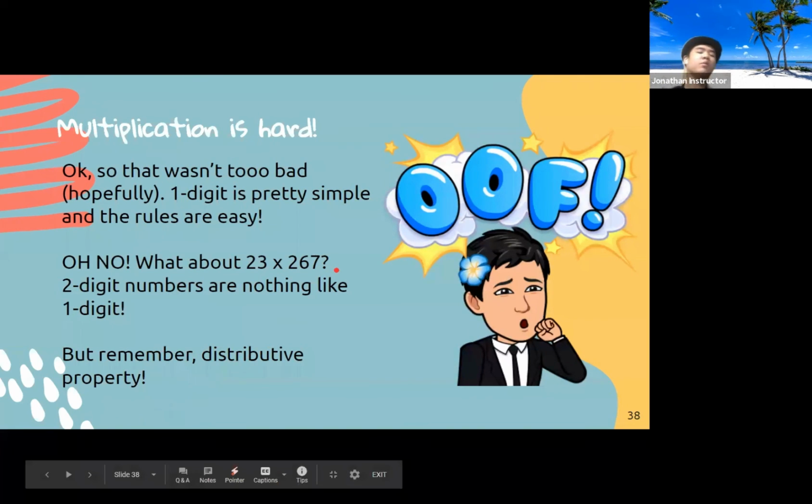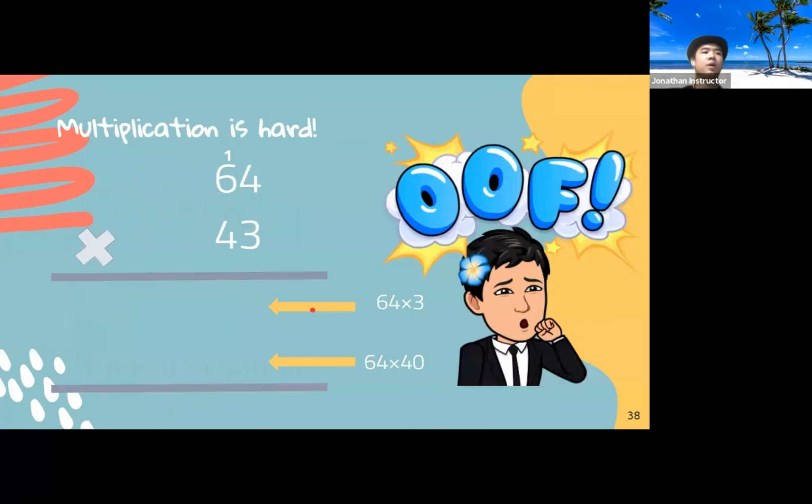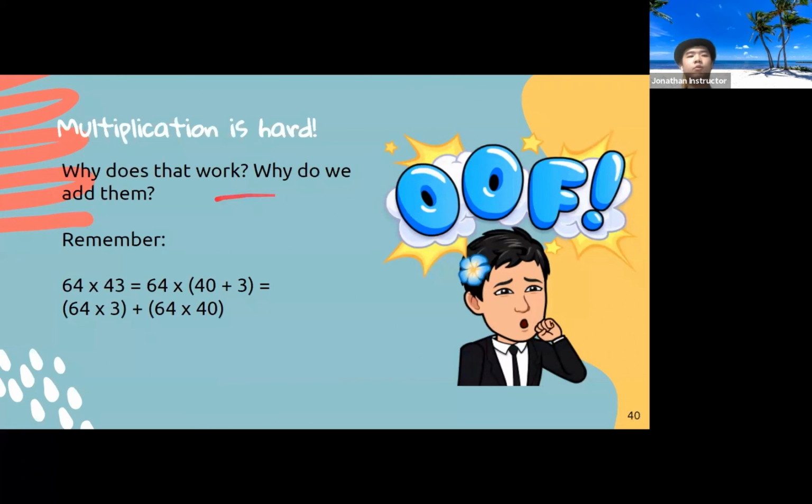Remember the distributive property, we just learned the distributive property. So what is the distributive property? All right, you look at this and you're like, why does this work? How does this work? First, okay, I'm going to walk you through it. Why does the distributive property work? Why do we add them?